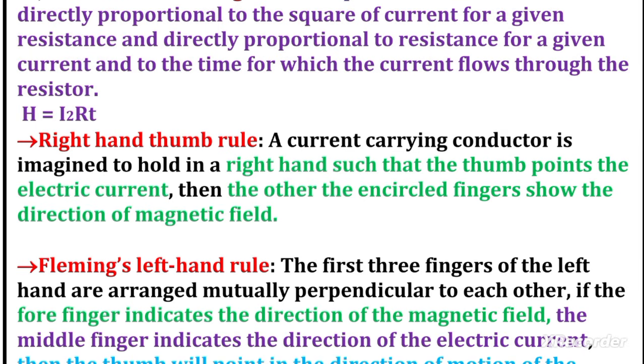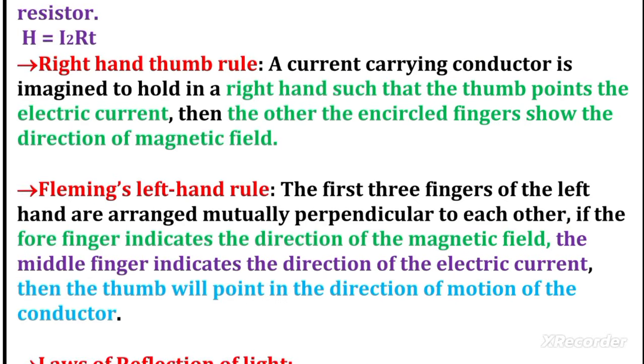Imagine holding a current carrying conductor in your right hand such that the thumb points along the conductor. The thumb points in the direction of the electric current. Then the other encircling fingers show the direction of the magnetic field. Fingers show the magnetic field. Thumb shows the electric current.